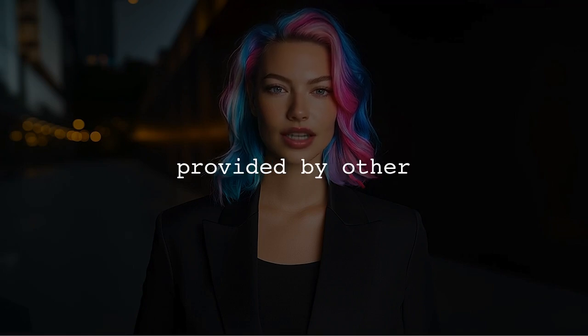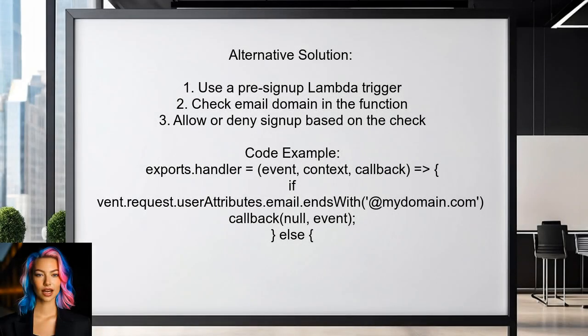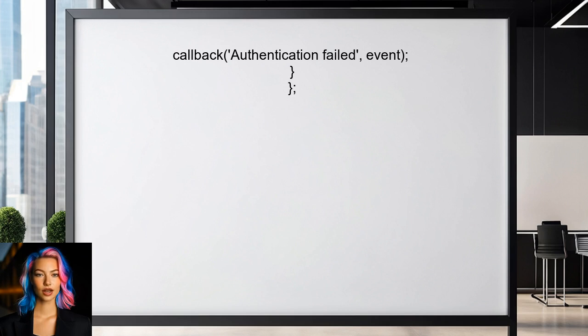Now let's look at the answers provided by other users. One alternative solution involves using a pre-signup Lambda trigger. This user found that configuration alone couldn't restrict access. Their Lambda function checks if the email ends with a specific domain, allowing or denying the sign-up accordingly.